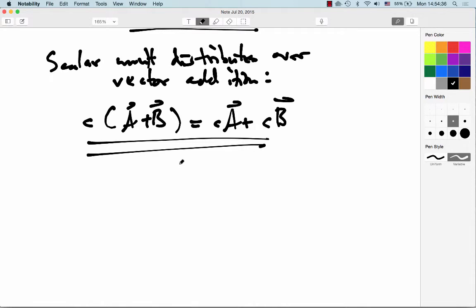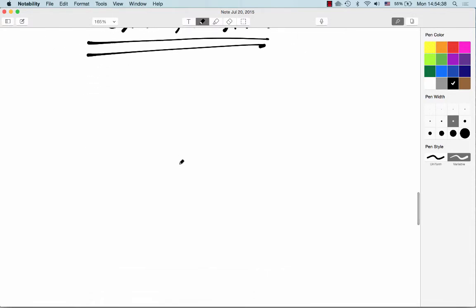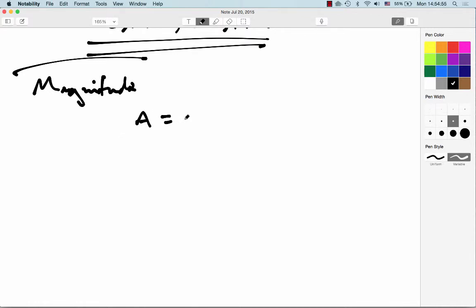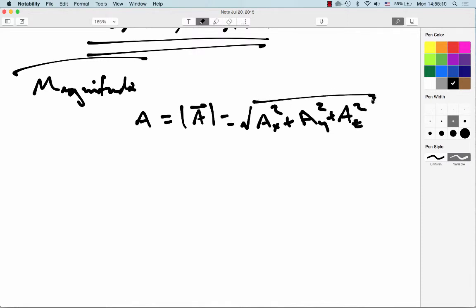Okay, so we still need to define a few more things. So let's go ahead and do a better job of defining the magnitude of the vector. The magnitude of the vector is its length. So if you want, you can write that as the norm of A. And it obeys the Pythagorean theorem. So AX squared plus AY squared plus AZ squared, take the square root.